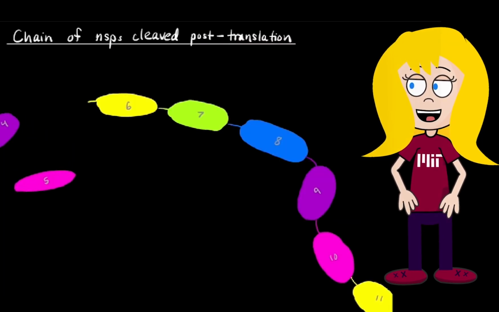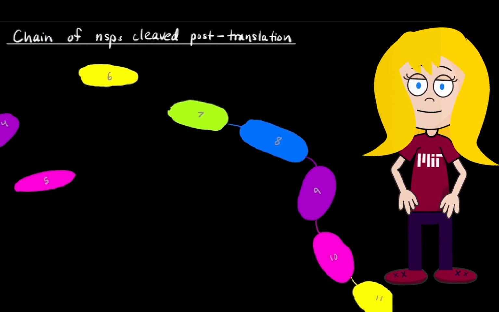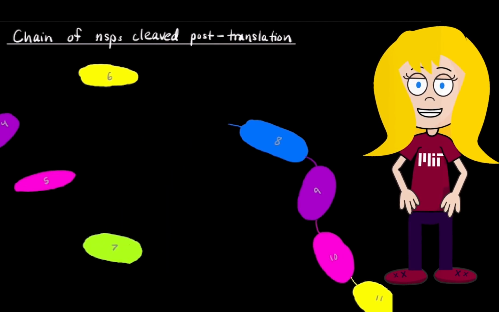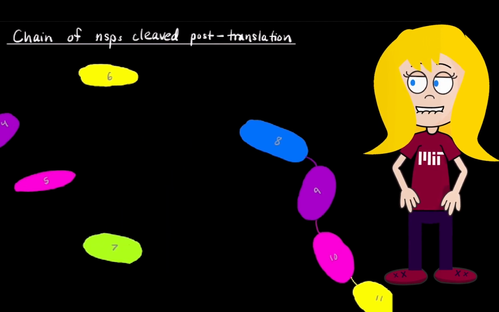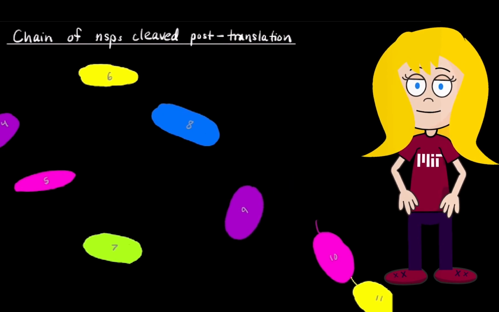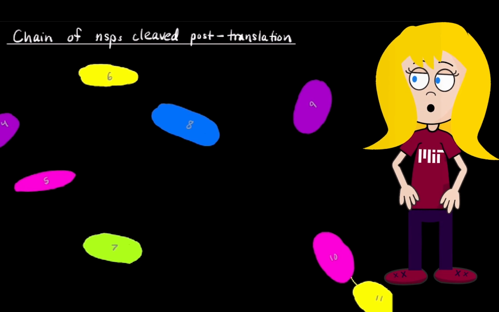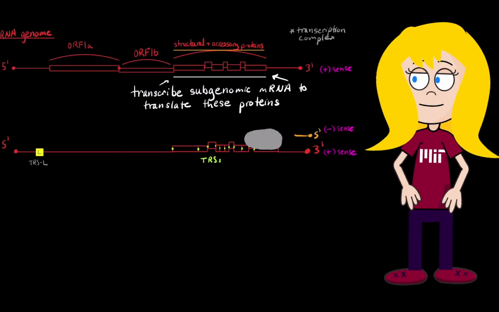To free all the NSPs from their long chain, NSP3 and NSP5 contain viral proteases, which are enzymes that act as molecular scissors, to individually free all the NSPs that were transcribed in one long chain. This phenomenon of producing multiple proteins in one long chain does not normally occur in human cells.